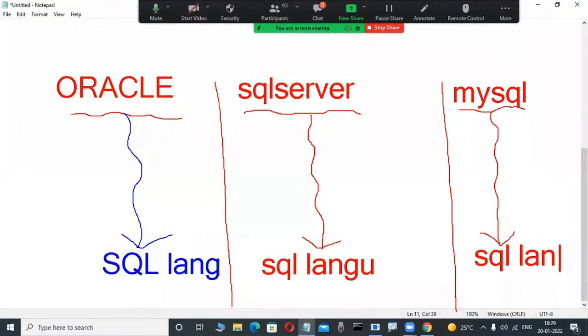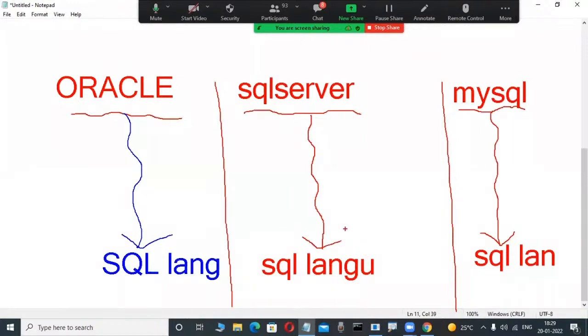Now what is my doubt? Many people attending this demo class have this doubt: are these SQL languages the same or different? Anybody guess? Only one answer is correct. Whether you are working on an Oracle database, your friend on SQL Server, or another friend on MySQL, all of you are using SQL. But are these SQL languages the same or different? Only one answer is correct.